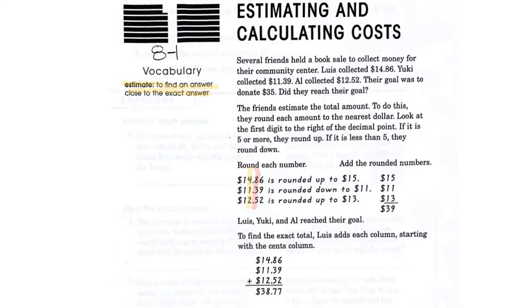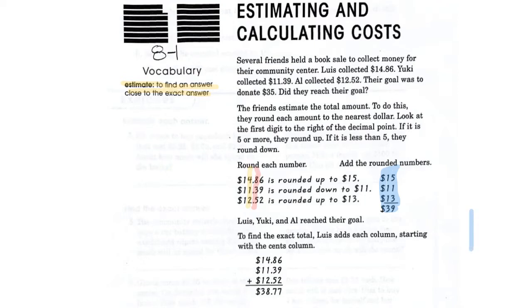So $14.86 is rounded up to 15. $11.39 is rounded down to 11. And $12.52 is rounded up to 13. Then they added the problem together and got $39. So it says Lewis, Yuki, and Al did reach their goal.